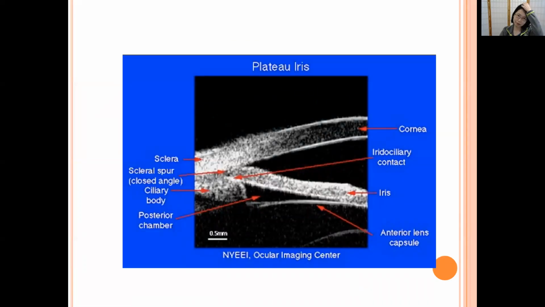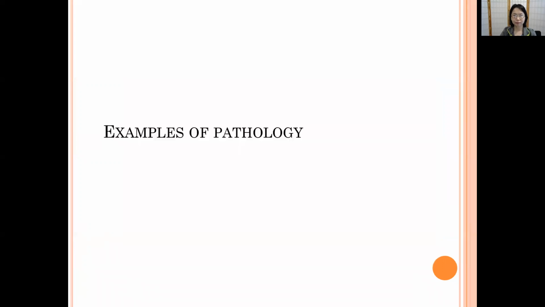And here's a UBM picture of a patient with plateau iris, where the iris is relatively flat and there's a very steep insertion of the iris at the angle. There's anterior rotation of the ciliary processes, pushing the iris toward the angle, so that even when the patient has a PI, there's potential angle closure. I will discuss plateau iris even more in the primary angle closure glaucoma lecture, which you'll be hearing in August.